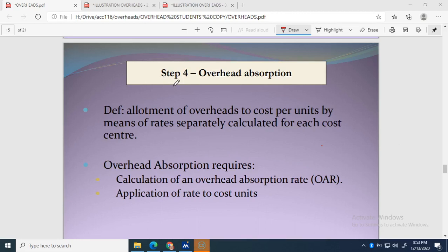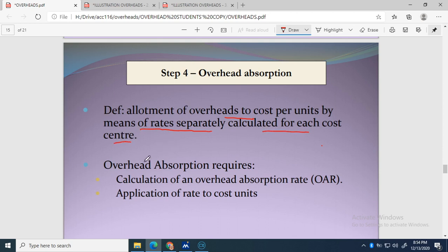Okay, in this video, we continue step 4, overhead absorption. After step 3, reapportionment, that means the secondary distribution, under step 4 is overhead absorption. So, what is overhead absorption? This definition is allotments of overhead to cost per unit. So, how we allocate to the cost per unit by means of rates separately calculated for each cost center.